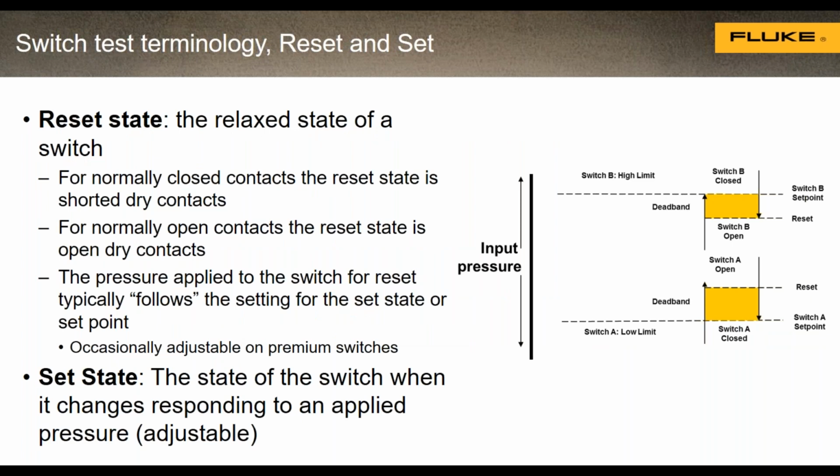So this drawing shows whether your switch is normally at the reset state, which is a relaxed state, and that's either going to be open or closed. Then you pump the pressure up until it hits that set state, and that would be the opposite. So let's say we start out where the switch is normally open, pump the pressure up, it goes to the set state, then the switch closes.